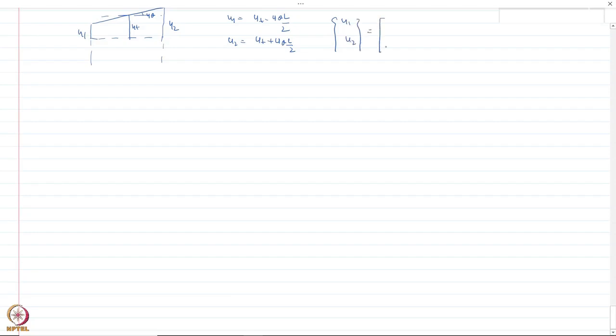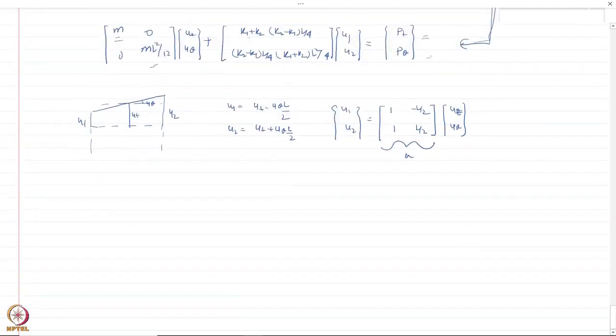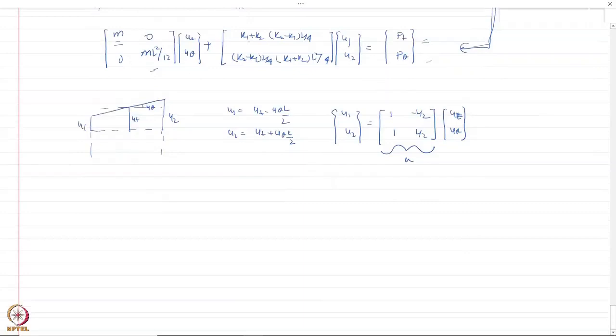u1 u2 is actually equal to 1 minus l by 2 and then 1 l plus l by 2 times ut and u theta. Okay. This matrix here is called the transformation matrix. We are going to represent it A, and we will see that these two systems are basically equivalent.